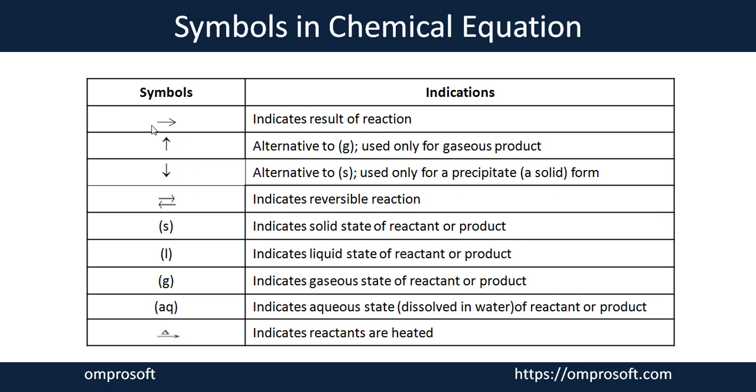Like this arrow shows the result of reactions, the upper side shows the gaseous product, the lower side shows the precipitate product, both sides show the reversible reaction, s shows the solid state, l shows the liquid state, g shows the gaseous state, and aq shows the aqueous state. And the triangle shows that the reactant needs heat. So these symbols are a simple representation of some kind of identity, which shows a particular representation of any chemical equation.